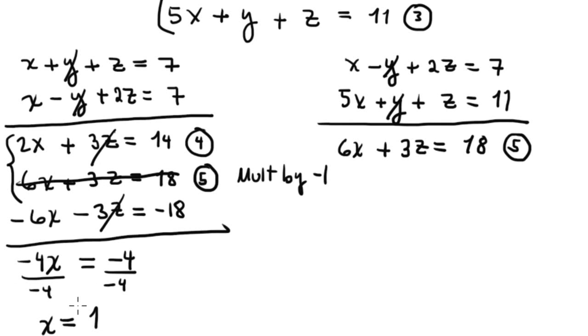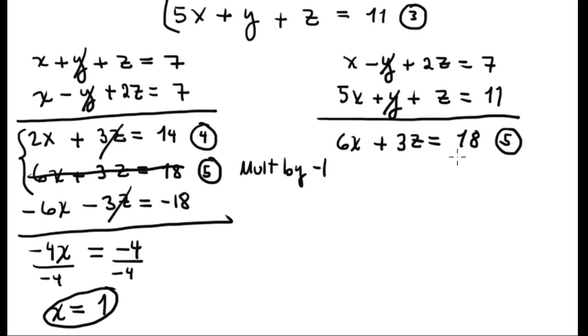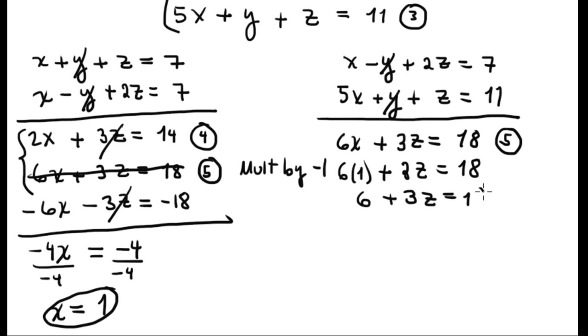Now for finding, for example, z, you plug it in here, it doesn't matter, in 5 or in 4. 6 times 1 plus 3z is equal 18, 6 plus 3z is equal 18, 3z is equal 18 minus 6 is 12, divided by 3 is 4.